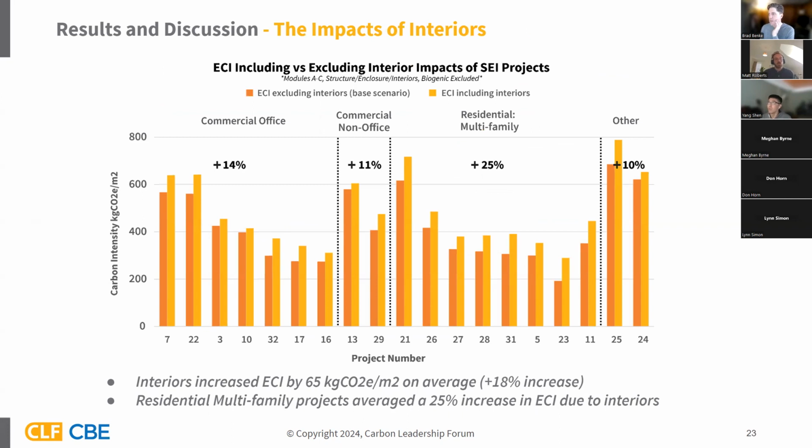We can also compare the ECI including and excluding interior impacts for all the SEI projects, which are the 19 projects here. We can see that the interiors increased the ECI by 65 kilograms CO2 equivalent per square meter on average, which is roughly an 18% increase. And for the resilient multifamily project, there was an average 25% increase in ECI due to the huge amount of interiors. Next one.